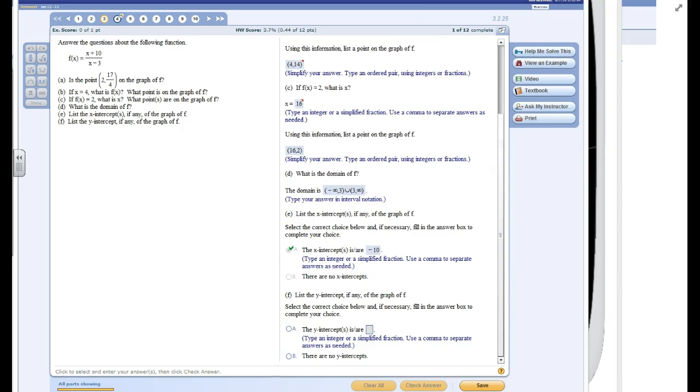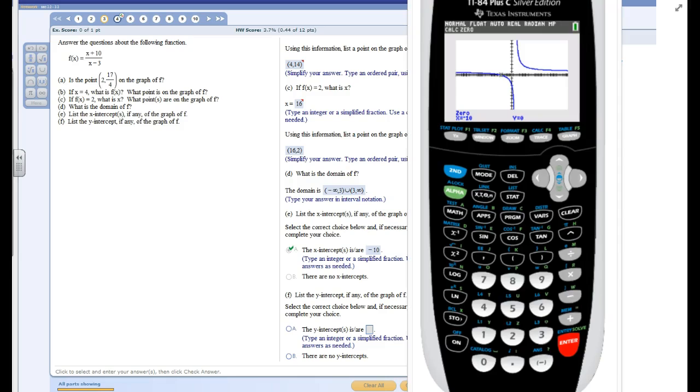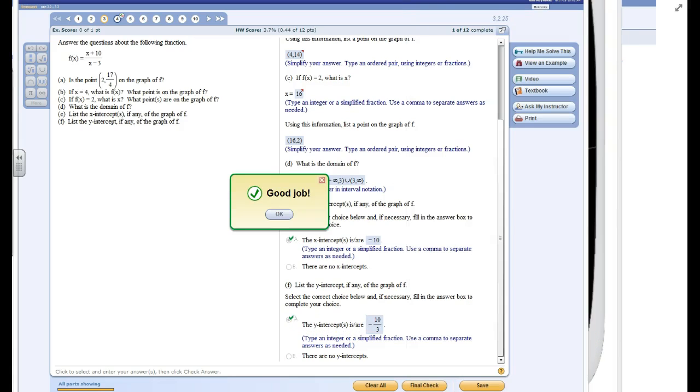And then the last question is list the y-intercepts, if any. Again, this can be done algebraically, but the easiest way to find a y-intercept is to let x be 0. So I hit trace 0, enter, and I get negative 3 1/3. And reading the directions, you have to type in a fraction, so I'll choose negative 10/3, which looks correct. And that looks like it finishes out that problem. Again, I could show you how to do this through algebraic methods, but you can certainly use your calculator as well.